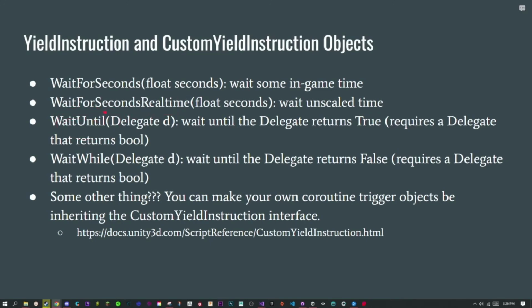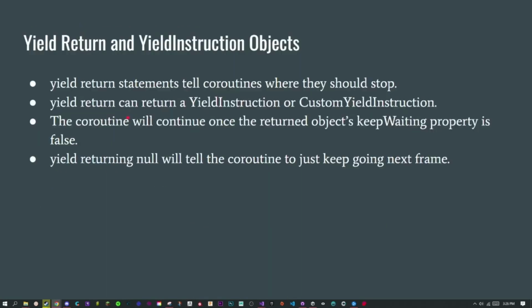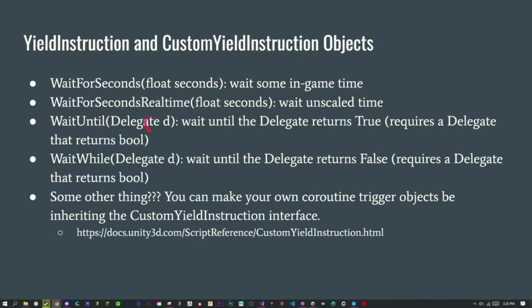WaitUntil, delegate D. It will wait until the delegate returns true. And WaitWhile will do the opposite. It will wait until the delegate returns false. So you can wait until other functions finish playing. You could wait until and then another function basically right there. Or you can make your own coroutine trigger objects. And if you want that, they'll be on the slides.